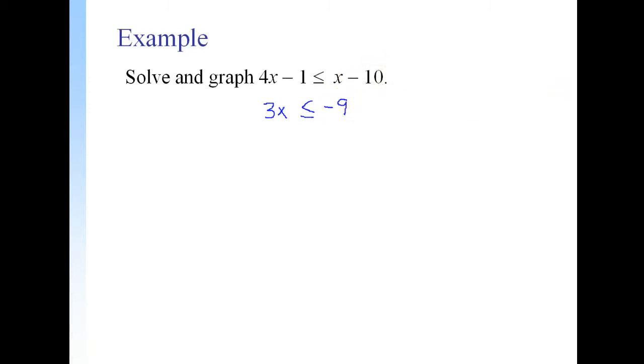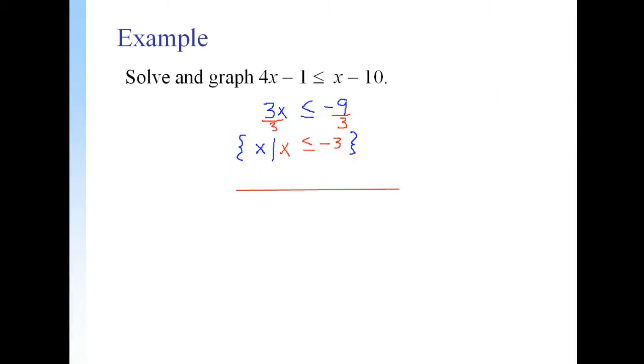And now I'm going to divide both sides by 3. And I get x is less than or equal to -3. Now to put this in set builder notation, I put a line, I put an x, and then I put my braces. That's set builder notation.